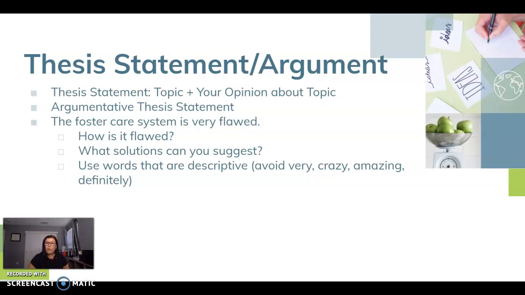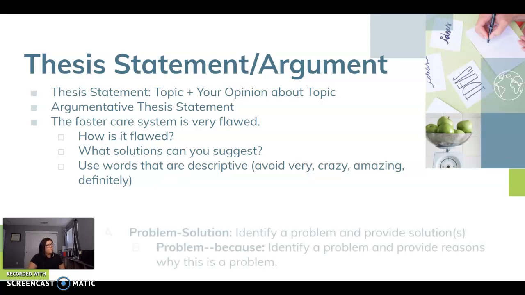And then another thing I want to make sure that you take a look at is this word "very," right? So use words that are descriptive, that are not subjective in a way. Avoid the words very, crazy, amazing, or definitely. They're not very descriptive. They don't really help you make your argument. So make sure you avoid those. Just replace them with something more descriptive.